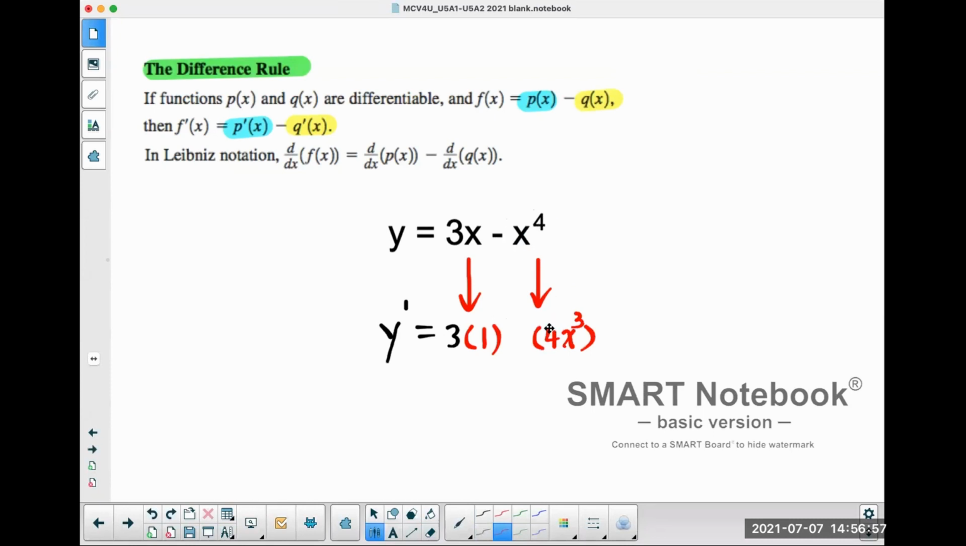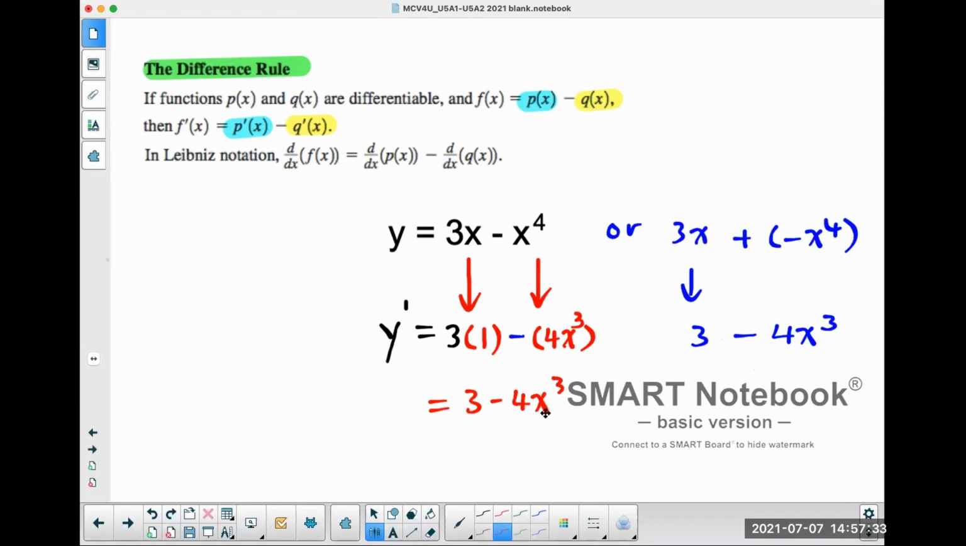You bring the power down. X, 4 minus 1 is 3. And it's subtracting. So I need to put a minus sign, right? Or you can think of it as a sum. You're adding a -1, right? You get the same answer as well. That's -4x to the power of 3. You add a -4, same thing as subtraction. So sum and differences are really the same thing here. So the final answer, 3 minus 4x cubed.